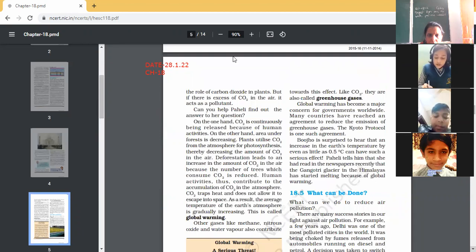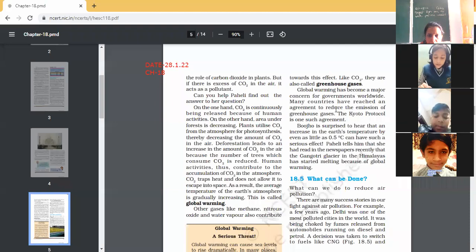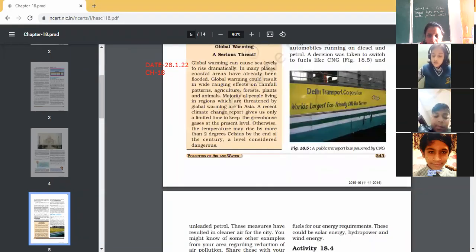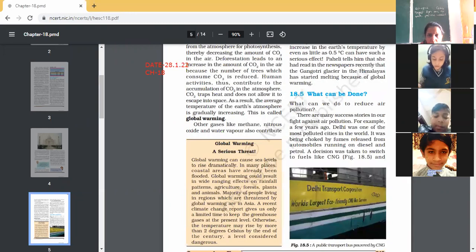CO2 traps heat and does not allow it to escape into space. As a result, the average temperature of the Earth's atmosphere is gradually increasing. This is called global warming. Other gases like methane, nitrous oxide, and water vapor also contribute towards the effect like CO2. They are also called greenhouse gases. Global warming, a serious threat. Global warming can cause sea levels to rise.